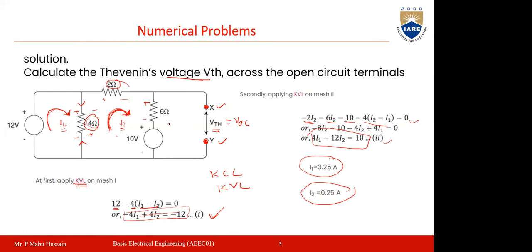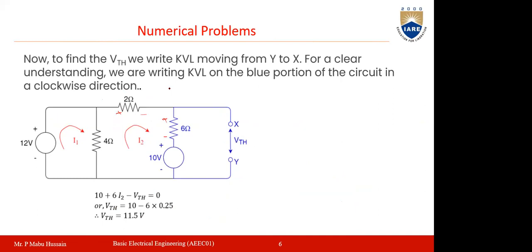Now after getting the currents, our main aim here is to find the voltage across X and Y, which is the V Thevenin. The voltage across this point and this point is the same as V Thevenin. So see here, between these 2 points your voltage is V Thevenin. Let us call this the plus terminal and this the minus terminal.